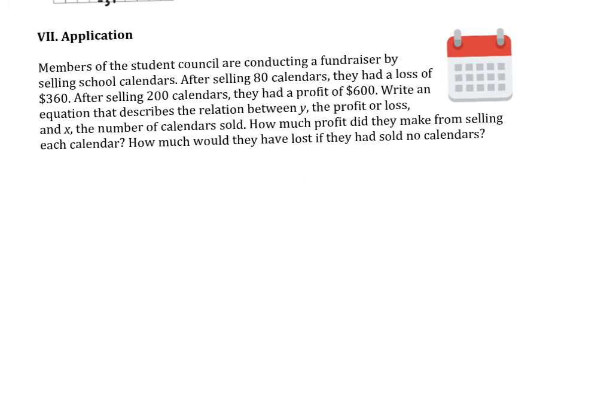Okay, so we need to look at and see that we have some points here. Selling 80 calendars gives me a negative $360. And notice that selling 200 gives me a positive $600. So here are my 2 points. This gives me a loss. This one gives me a profit.